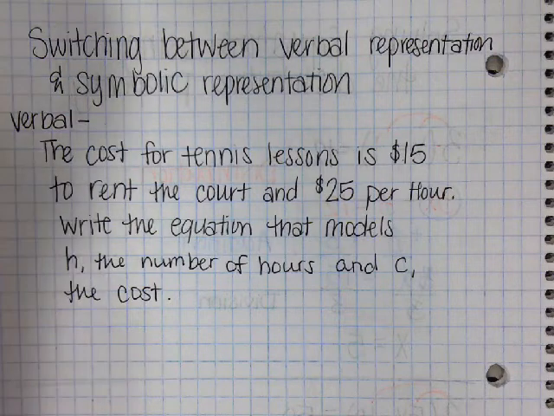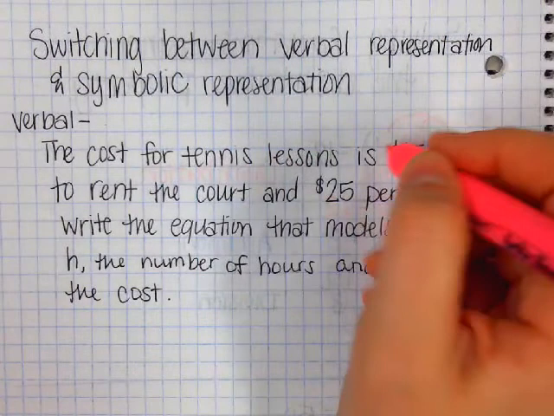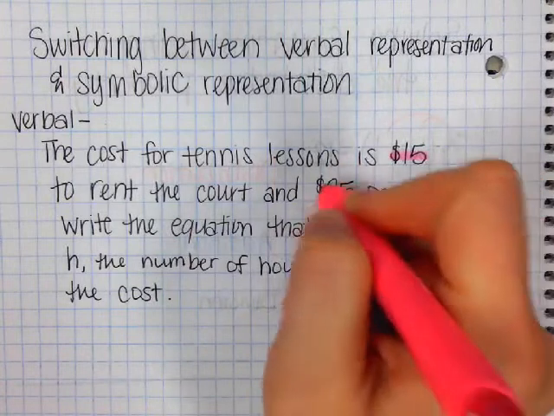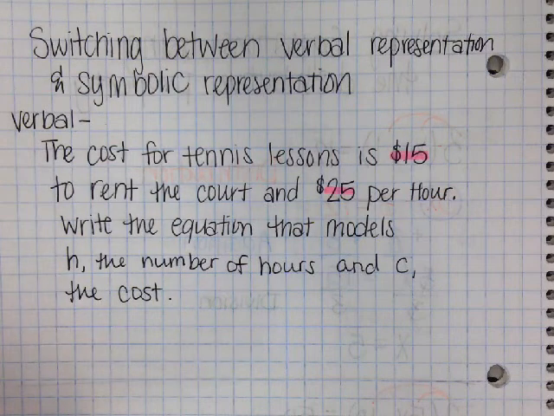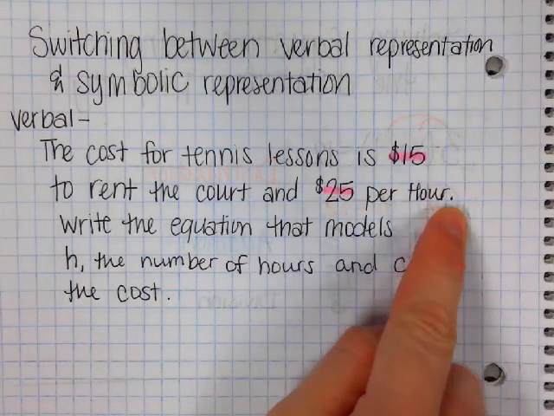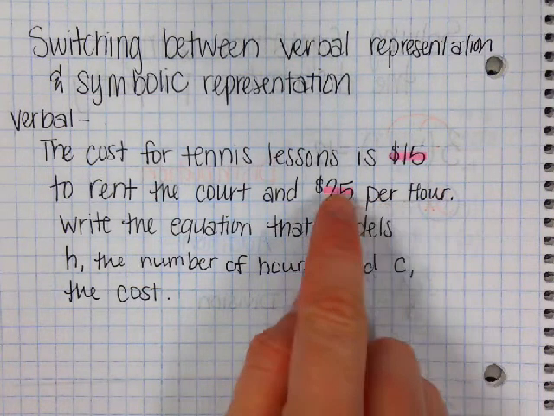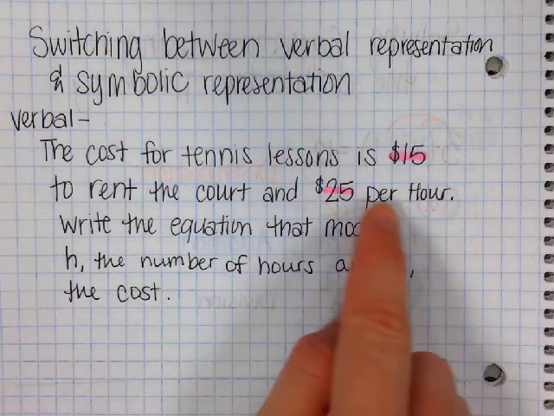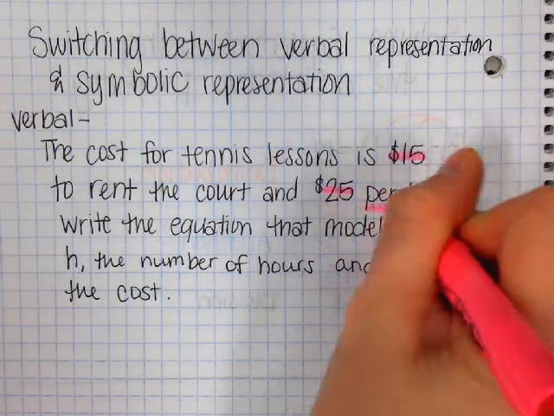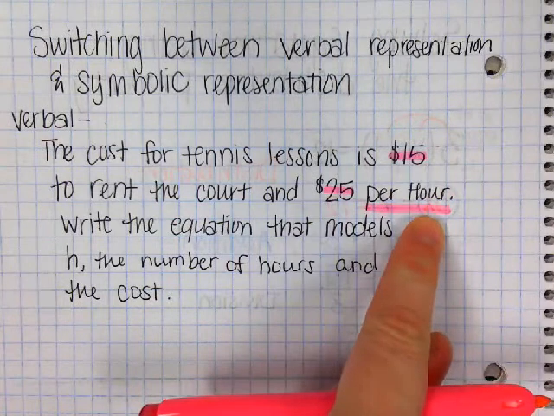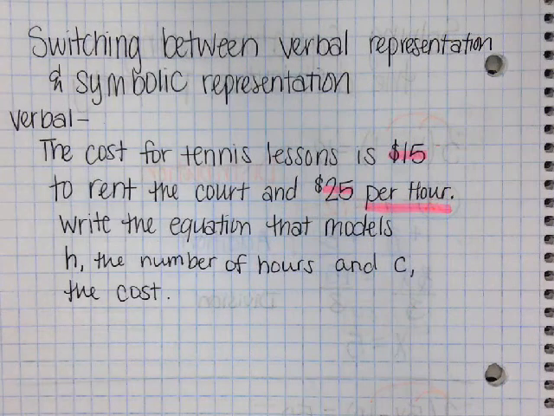The first thing that you always want to do in any type of word problem is highlight the important information. So the cost for tennis lessons is $15 to rent the court and $25 per hour. Now, when you are writing equations from a statement, notice how it's $25 per hour. That means $25 times, if you did it for 2 hours, $25 times 2 hours would be 50. So per hour is always the important thing to look at in these. The per hour tells you that the $25 is multiplying by however many hours. Now we don't know the number of hours, so we use H to represent the number of hours.